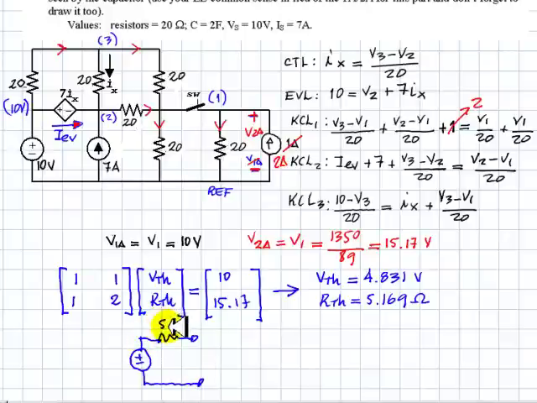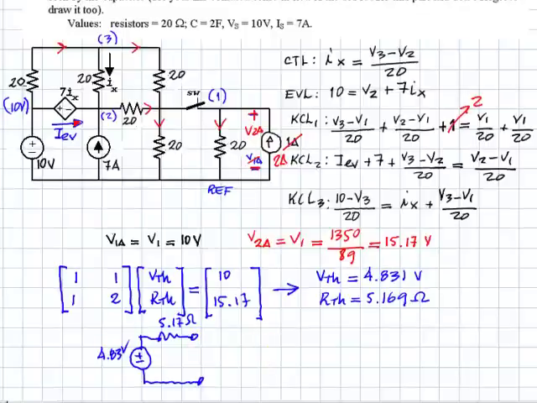As 5.17 ohms and 4.83 volts. And that is part A. What about part B? Let's see.